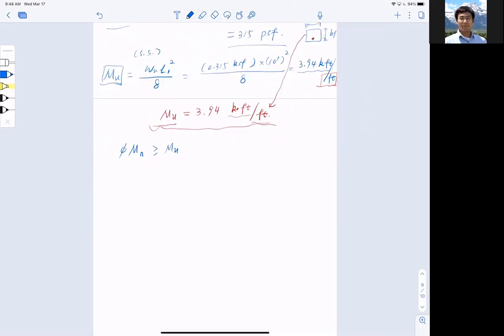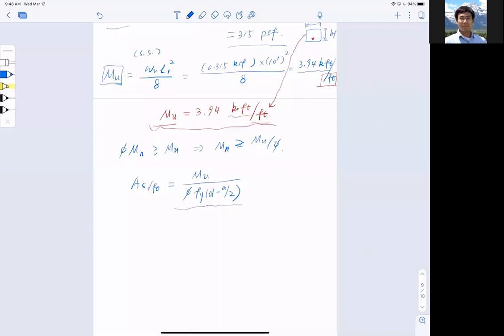So MN equal to MU or greater or equal to MU divided by phi. So the required AS per foot, okay? Required AS per foot should equal to MU divided by phi Fy d minus half A, remember? Old friend, flexure design, okay?